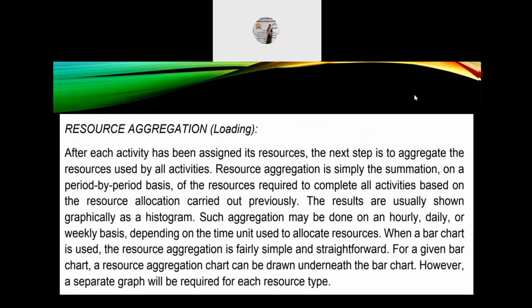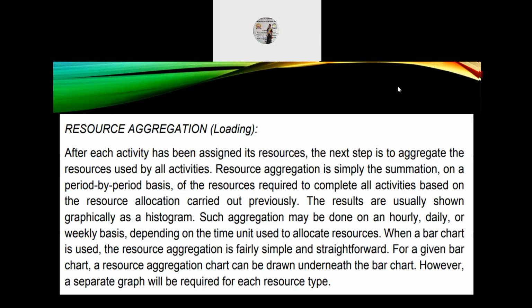Next, resource allocation, that is loading. After each activity has been assigned its resources, the next step is to aggregate the resources used by all the activities. So resource aggregation is simply the summation on a period by period basis of the resources required to complete all activities based on the resource allocation carried out previously. The results are always shown graphically as a histogram.